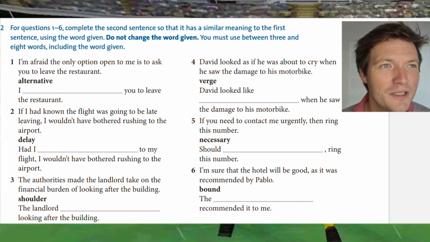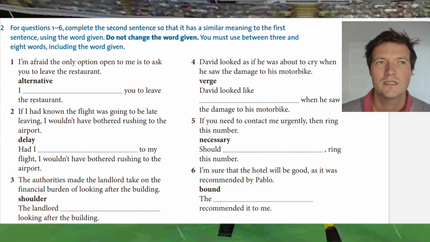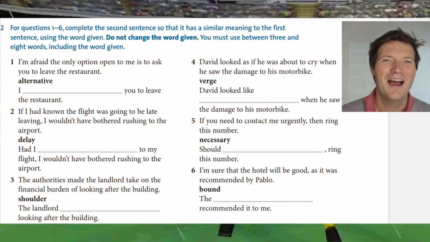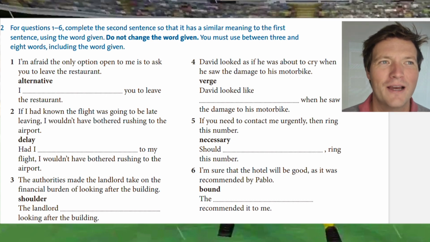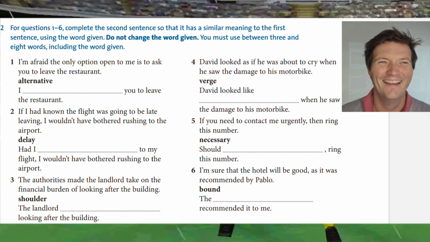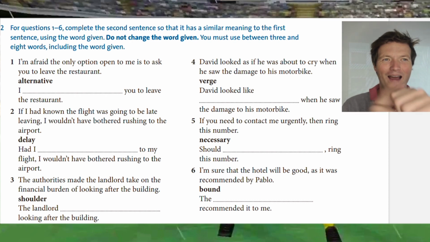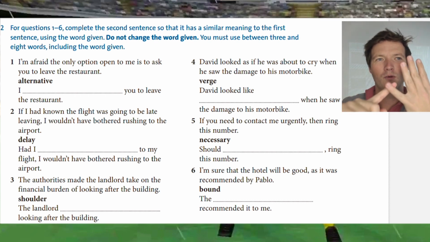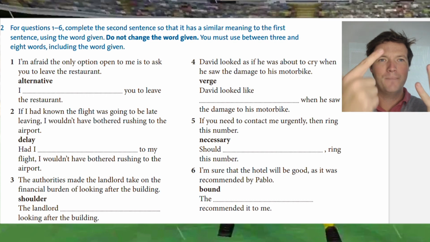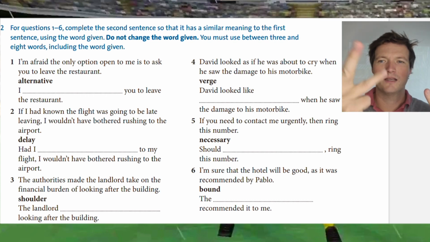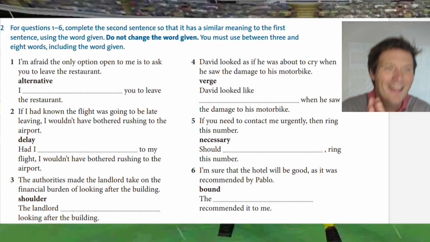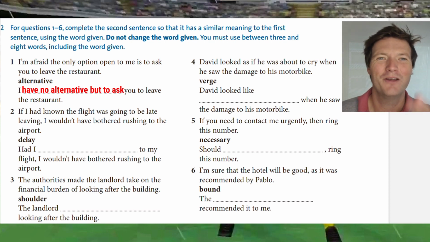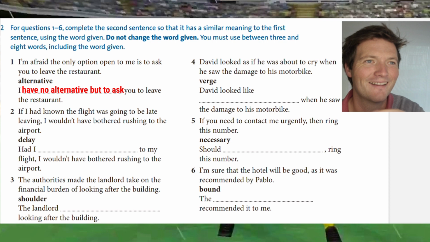Is that essential information? Yeah, I think I'm going to include that actually. I'm afraid I have no alternative but to ask. Oh no, that's too many words. No, I have no alternative but to ask you. Yeah, that's it. I'm leaving it like that.